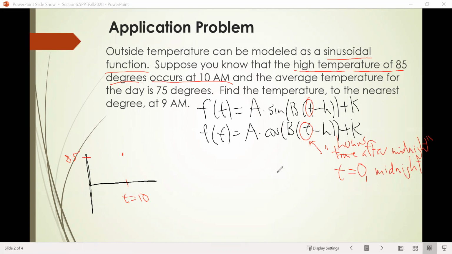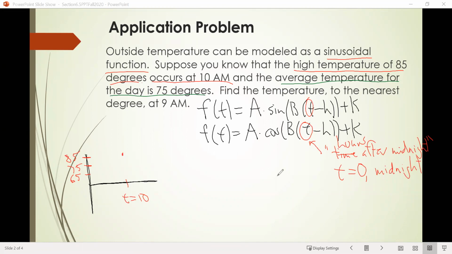And then we're also told that the average temperature for the day is 75 degrees. That means our middle temperature between our max and min would be 75. If that's the middle, or the average, and our highest is 85, what will our lowest be? That would be 65, right? Okay, so that's all the information we're given.